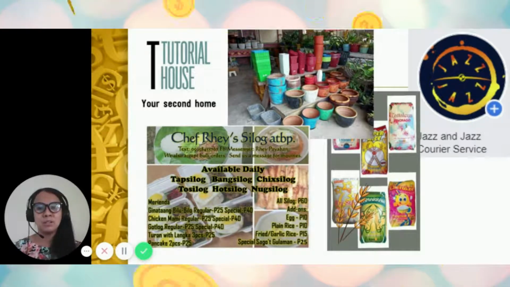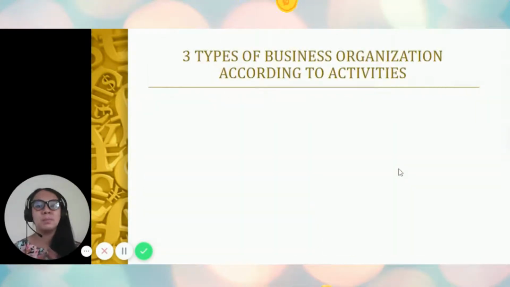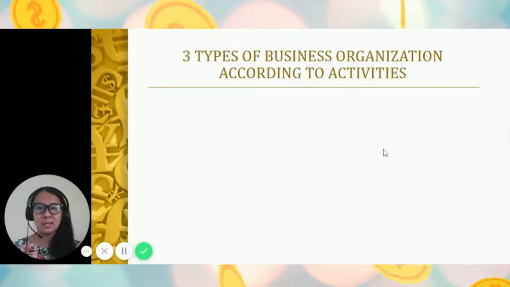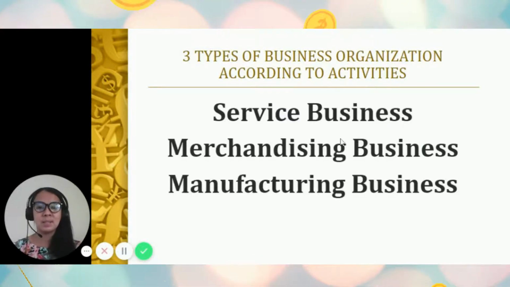Now, because of the nature of their operations, the presentation of their statement of comprehensive income and the content of the statement of financial position may differ from each other. Now let's move on to the main lesson for today, and that is the three types of business according to activities. We have service business, merchandising business, and manufacturing business.